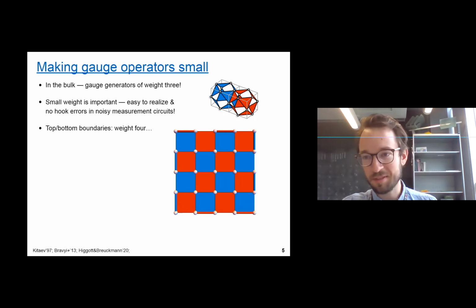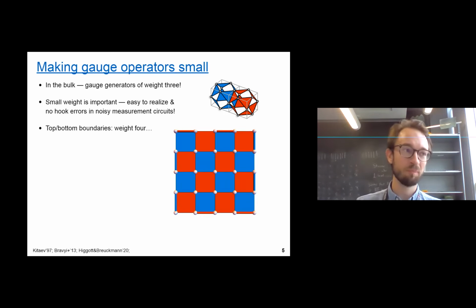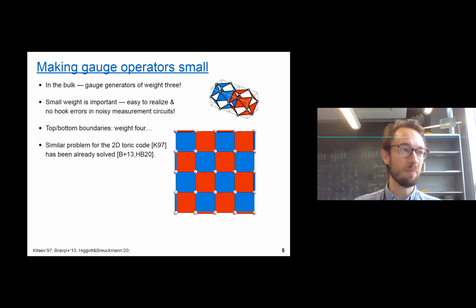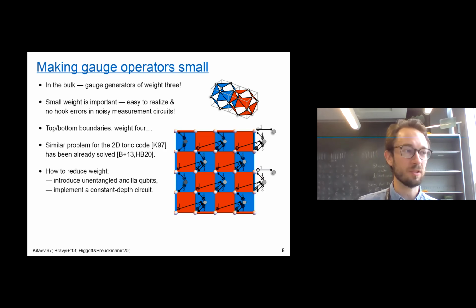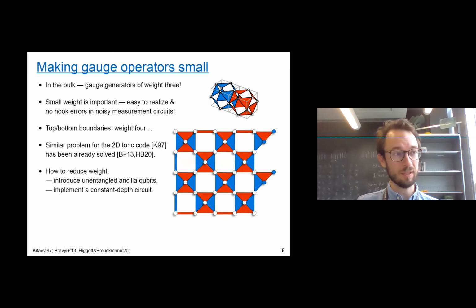And the nice thing is there's a pretty standard way to do this. There's this paper by Bravyi and others, and also this recent work by Higgott and Breuckmann, where you construct this 2D subsystem toric code, and you can split up these weight 4 checks and end up with weight 3 checks instead. You have to introduce these extra ancilla qubits, which I've shown here, and then you implement a constant depth circuit, which is going to transform the gauge operators, and then you can pick a generating set like this.